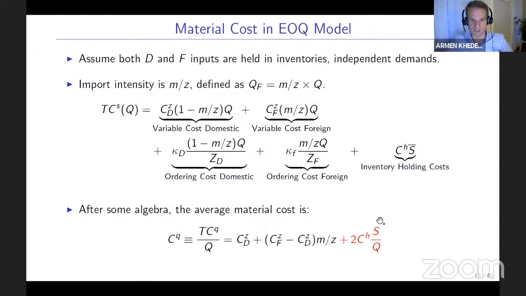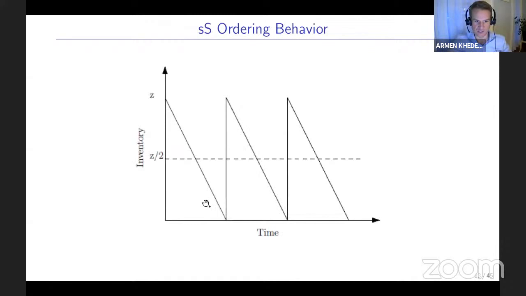And now, exactly right, because in this model, the average inventory holding is equal to Z over 2. And this is just because the demand is constant and it's linearly depleted. Okay.